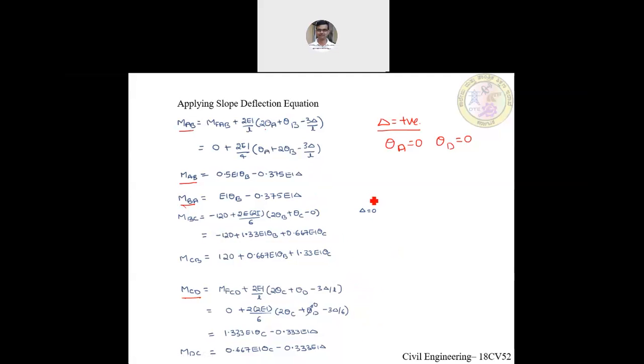We have three unknown values. One is theta B. Since theta A is equal to 0, we have theta B, we have theta C, and we have one more unknown called delta. So we have three unknowns, and we need three equations in order to solve these three unknowns.